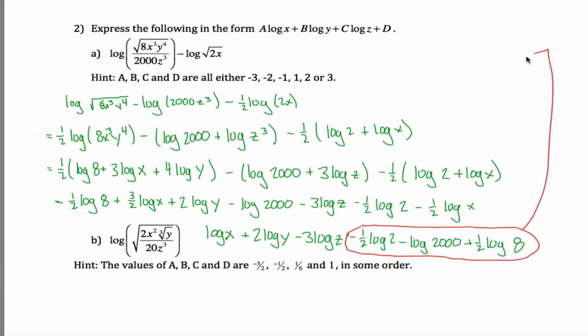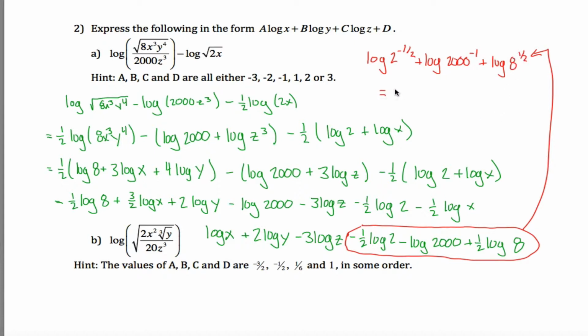Maybe come work on it up here. Let's see, this I could rewrite as, I could bring that 2 back up into the exponent, so I got the log of 2 to the negative 1/2 power plus the log of 2,000 to the negative 1 power plus the log of 8 to the 1/2 power.